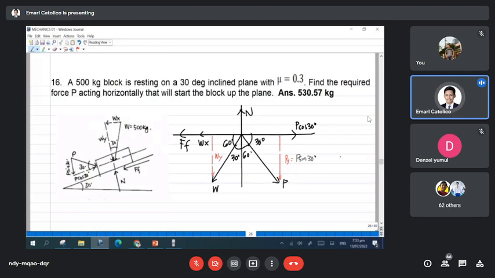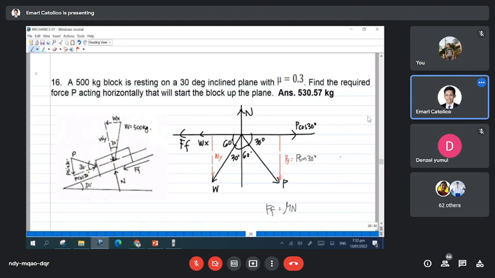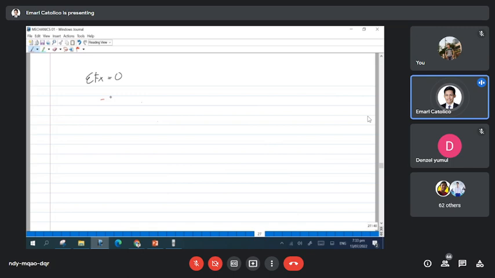Okay, so summation of forces, horizontal muna tayo. Summation of Fx is equals to 0. Okay. Asan yung mga x component natin? Cosine positive, Wx negative, Ff negative. So negative frictional force, negative Wx plus P cosine 30 is equals to 0.